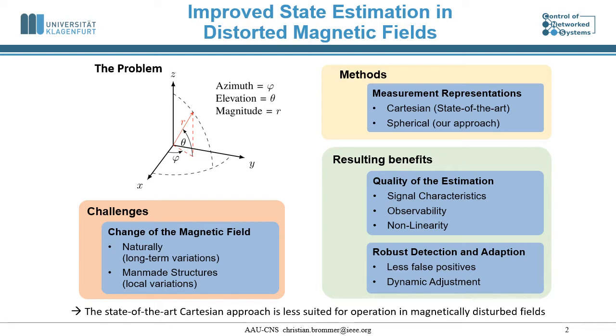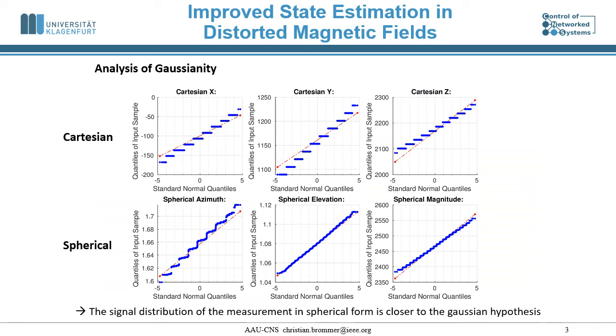We will also show that the representation in spherical coordinates improves the signal characteristics for the use of filters that rely on the assumption of Gaussian distributed signals. In addition, we will show that the spherical representation has benefits for observability and that the spherical approach introduces less nonlinearities. The reduction of nonlinear components for the sensor model is highly desirable and improves performance, especially for consistency. This ensures uninterrupted state estimation and improved detection of outliers by reducing false positives and allowing a reliable and dynamic adaptation to disturbances.